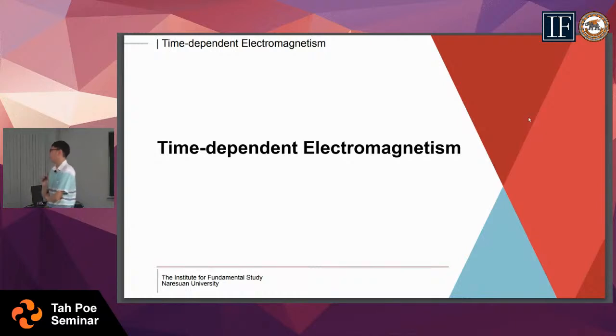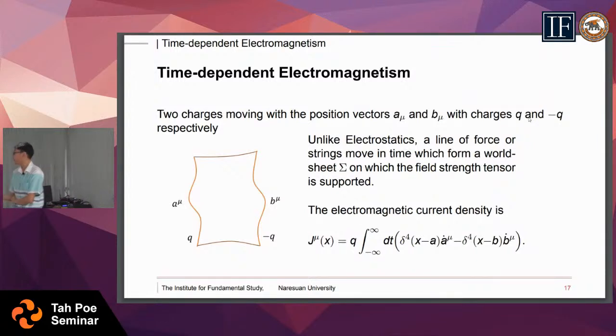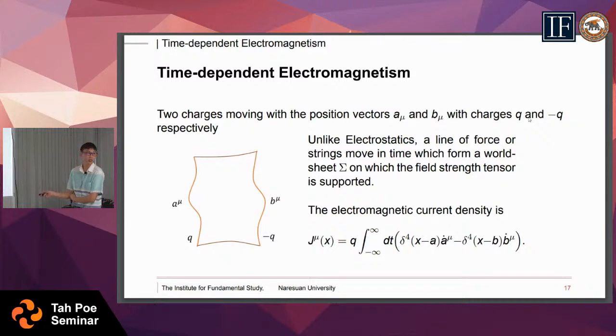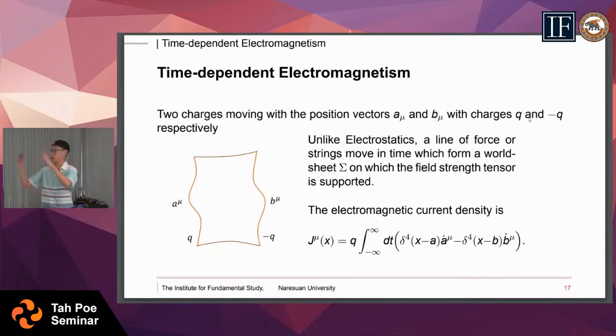Okay, then let's move to a more interesting example, which is time-dependent electromagnetism. We do the same scenario, but now we make the two point charges movable. So again, assuming that there is the electric string and the two point charges can move, it sweeps out and generates the surface here, the 2D surface, or I will call it the world sheet surface.